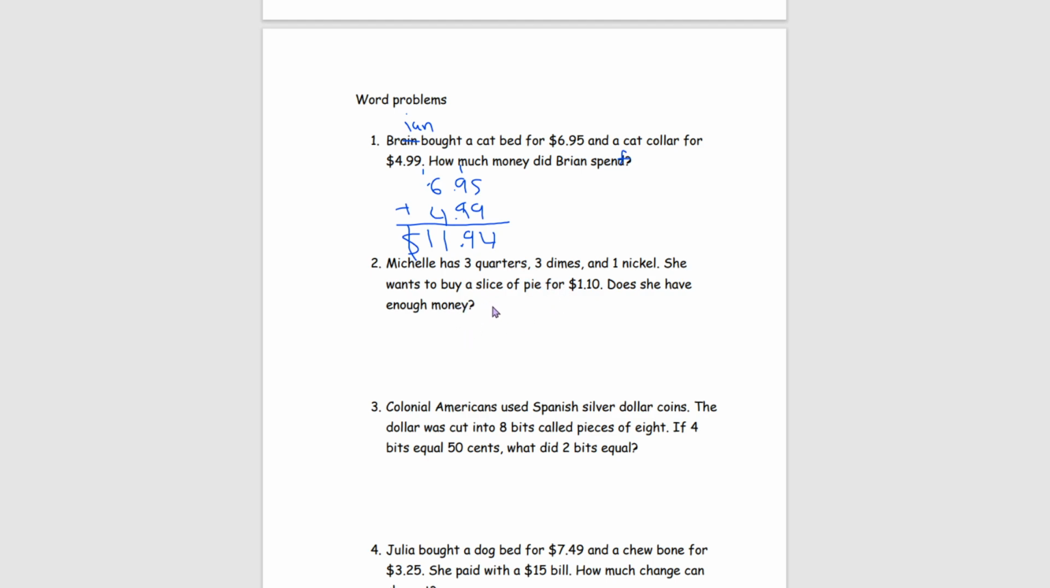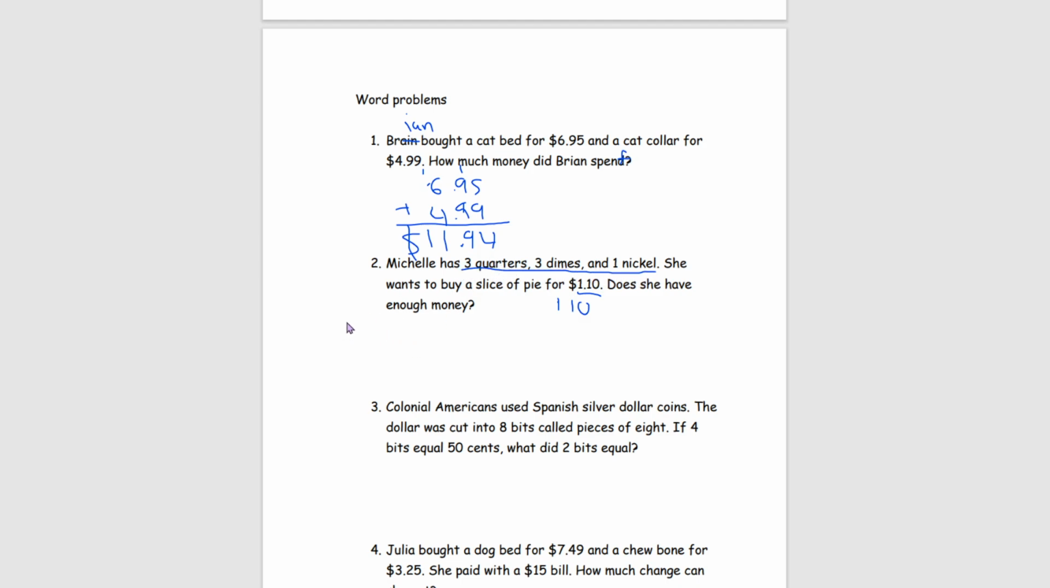And number 2, Michelle has 3 quarters, 3 dimes, and 1 nickel. She wants to buy a slice of pie for $1.10. Does she have enough money? The way we can do this is we can convert $1.10 to 110, and we just have to find out how much money she has by adding these together.